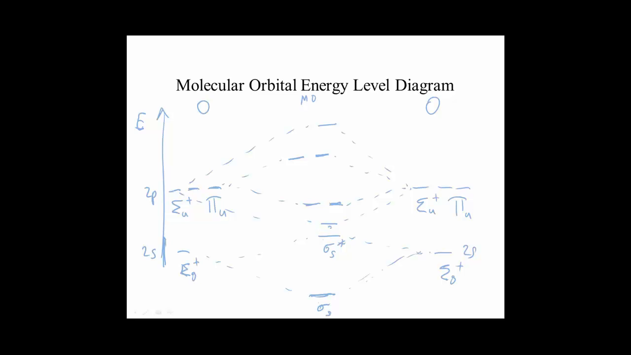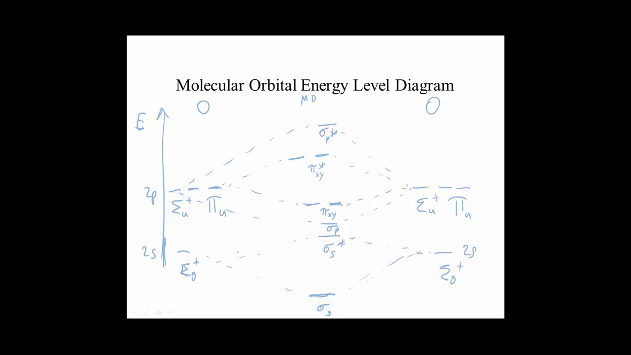This is a sigma from the P. This is the sigma from the P antibonding. This is pi, I guess you call it XY. And this is pi antibonding from the XY P orbitals. Okay, so now you see where sigma and pi bonding comes from.